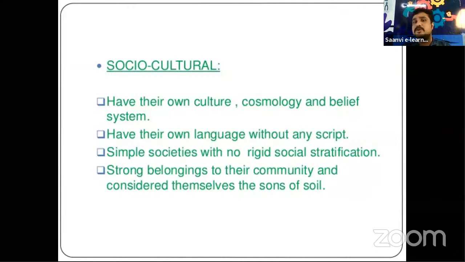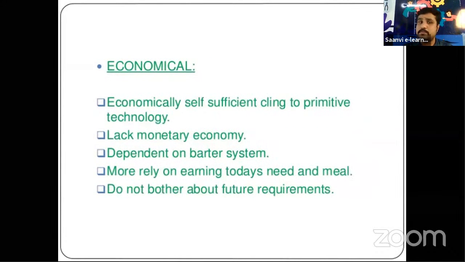And next, simple societies with no rigid social stratification. There is no discrimination in the society. We can see great unity there. And a strong belonging to their community, and they consider themselves the sons of the soil, children of the earth, of the mother goddess. Okay, so this is a type of socio-culture. And economically self-sufficient, clinging to primitive technology and lacking a monetary economy and money. They depend on the barter system. There is no money transaction, only barter system, nothing but exchanging goods for goods. If you give an apple, another person will give a banana.